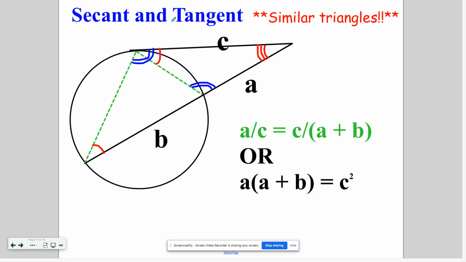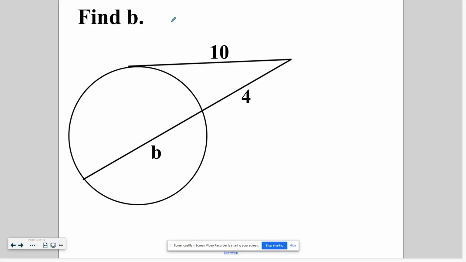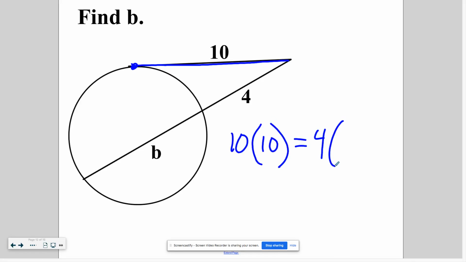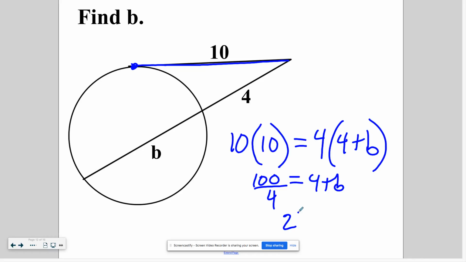This is a nicer written out version, but it's just similar triangles and writing proportions. Let's put it to work. So what do you do to follow the rule? Well, you take this 10 times its whole length, but in this case, the whole length is just 10. It doesn't go across the circle. There's not another piece to add on. So it really is just 10 times 10. The other part, 4 times the whole length. So you have to have 4 plus b in order to get the whole length. Then it's just a matter of solving. So you should get b is 20. Whoops, no, that was right. b is 21.